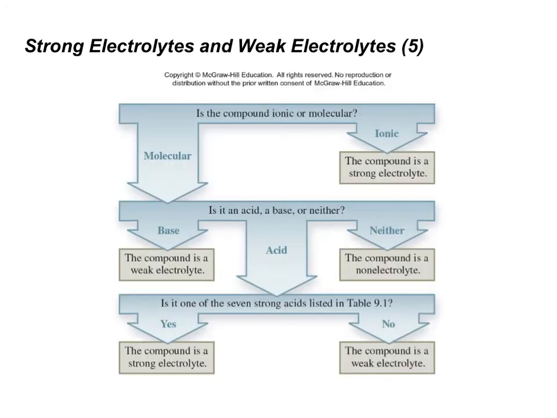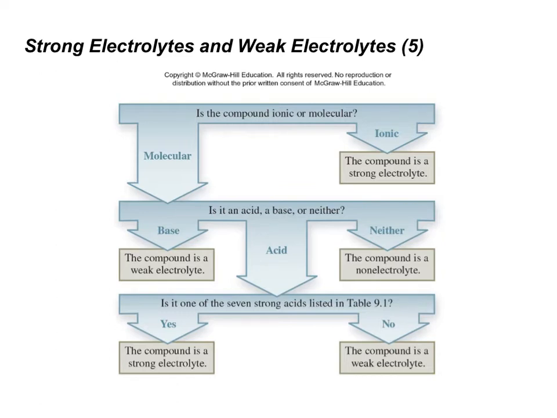Here is a nice flow chart to figure out whether you have strong electrolytes or weak electrolytes. You ask yourself, is the compound ionic or molecular? If it's ionic, it is a strong electrolyte. If it is molecular, you ask yourself, is it an acid, a base, or neither? If it's a base, it is a weak electrolyte. If it is neither, it is a non-electrolyte. Whilst if it's an acid, you ask yourself, is it one of the 7 strong acids listed in table 9.1? If you answered yes, it is a strong electrolyte. And if you said no, the compound is a weak electrolyte.